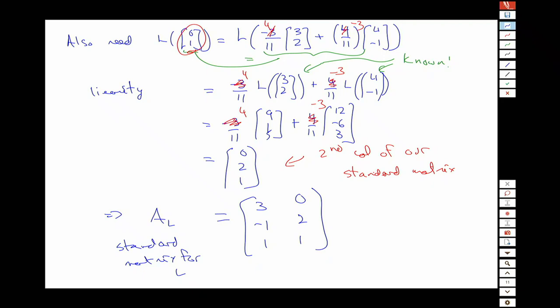All right. Thoughts, comments, questions? From this, we can define the actual function of L. Yes. So if the question was, okay, you found the standard matrix, can you write L out like you would in calculus class? You can absolutely do that. L of (x, y) would equal (3x + 0y, -x + 2y, x + y).